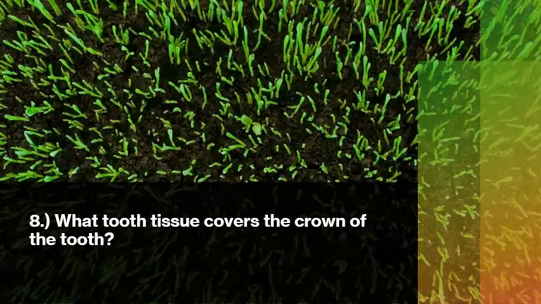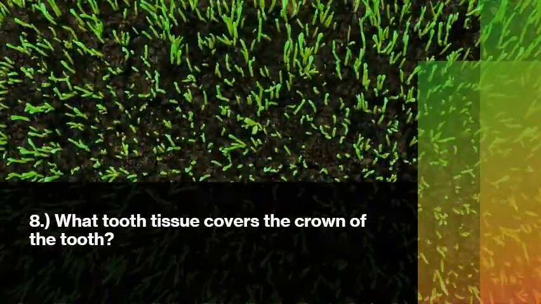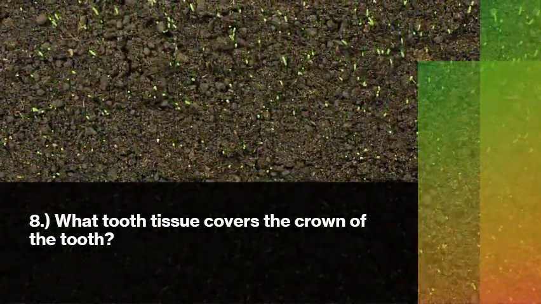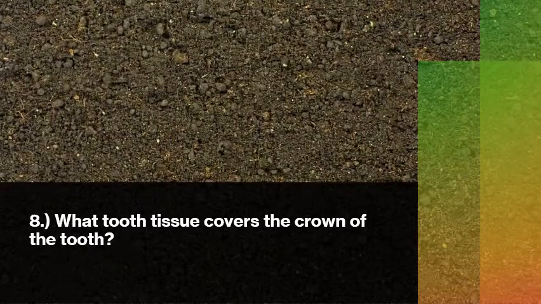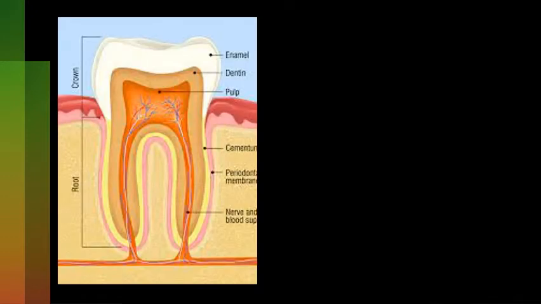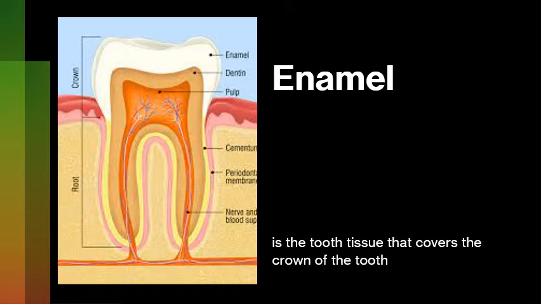Question number 8 is, what tooth tissue covers the crown of the tooth? So the crown of the tooth is covered by which structure or which tissue? The tooth tissue that covers the outer surface of the crown is known as the enamel. So enamel is a tissue that covers the crown of the tooth. Now in this picture we can actually see that this part of the crown is covered by enamel.